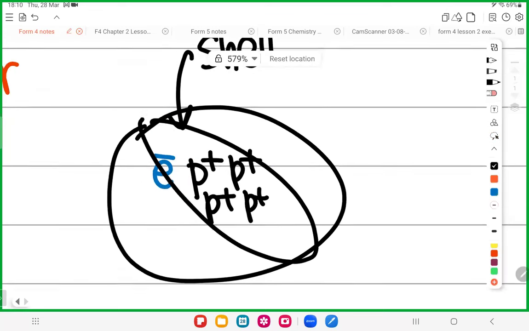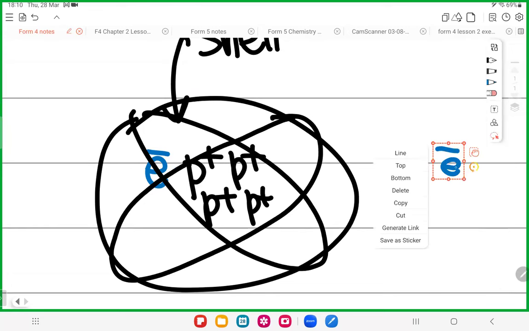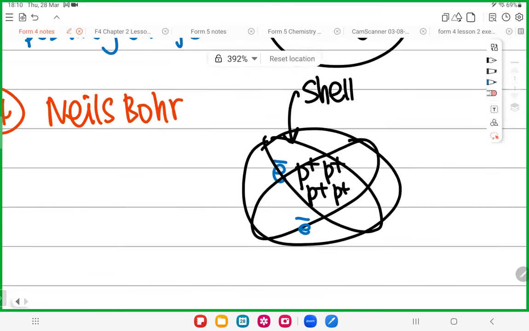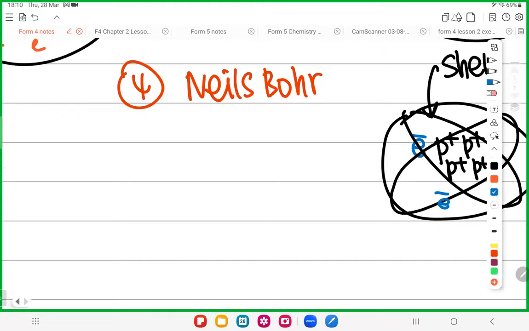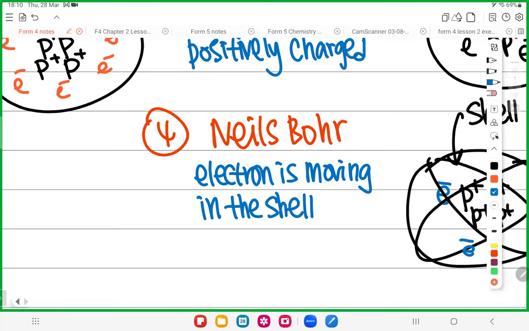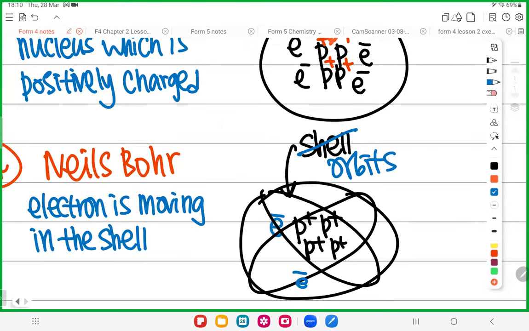No, you have more than one shell. For example, this is another shell, and this shell also has electrons moving inside. So this is what Niels Bohr found: electrons are moving, not simply here and there. Electrons move in their own shells. Mr. Martin, can we use the word orbits? Cannot. You must use the word shell. The electron moves in its own shell.